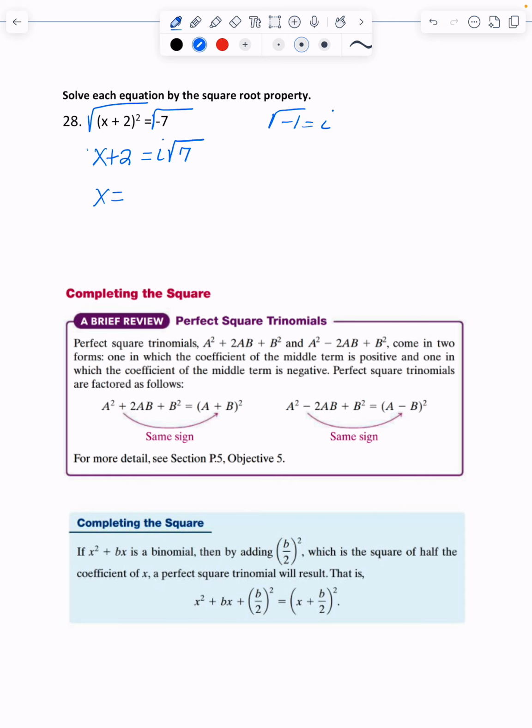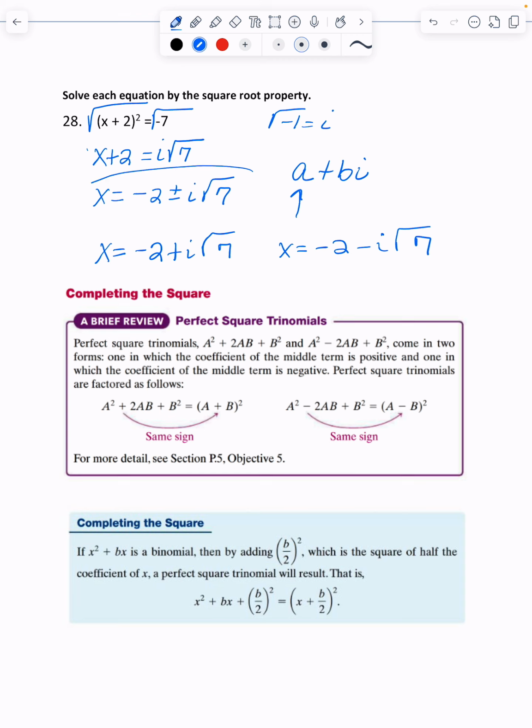Solving for x, to move 2 to the other side, the opposite of positive 2 is to subtract 2. And remember, when I take the square root of that, it's still plus minus i square root of 7. Remember that the standard form of a complex number is the real part, that's the negative 2, plus the imaginary part. Again, this does represent two answers. It represents -2 plus i square root of 7, and it represents -2 minus i square root of 7. But you can leave your answer written in this form.